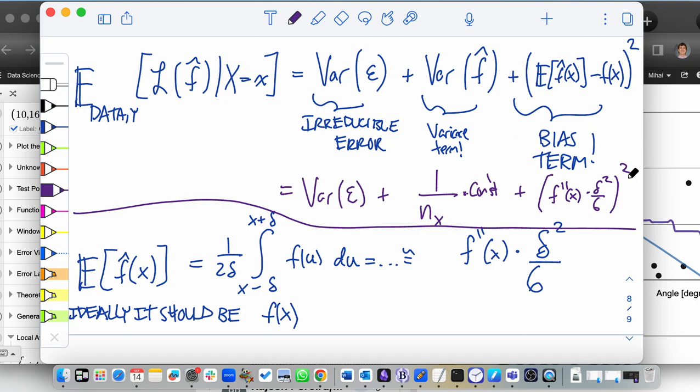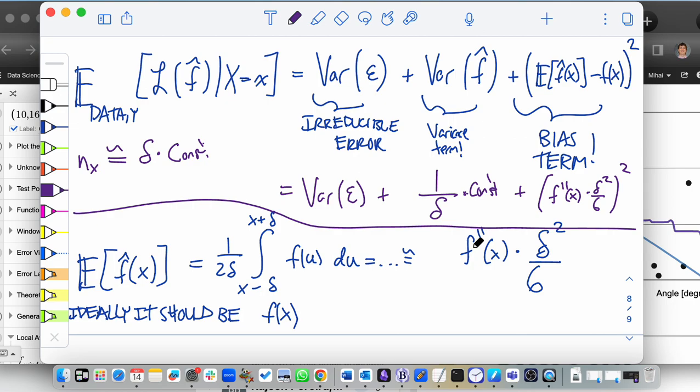I'll do one more thing, which is nx is the number of points in a region of size 2 delta. Nx is also approximately, on average, delta times some constant. The number of points, you take the whole region, how many deltas fit into it. So the bigger you make delta, the more points you have. So you can actually replace this nx with delta. So really this is the final formula, the expected value for the loss.